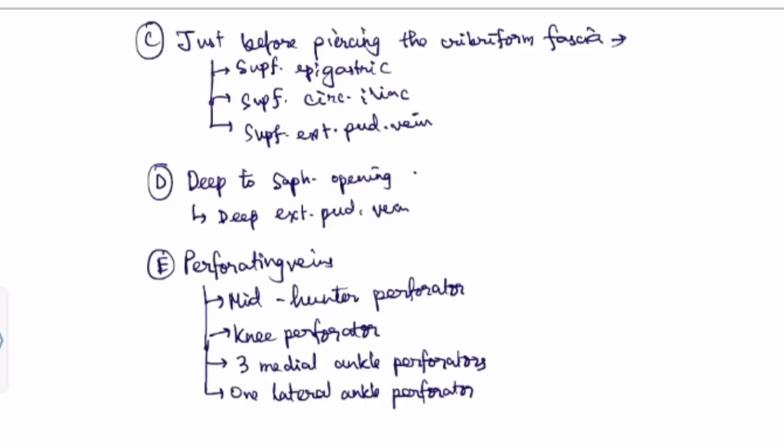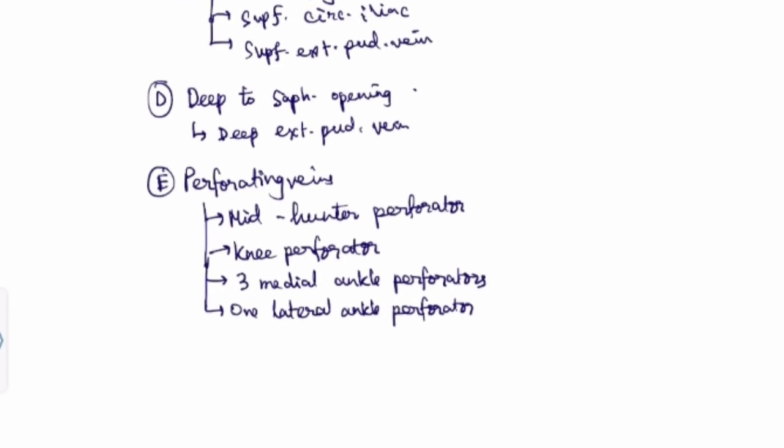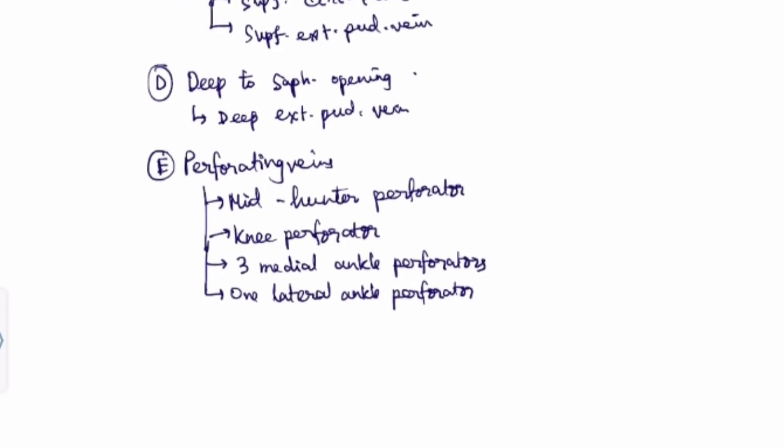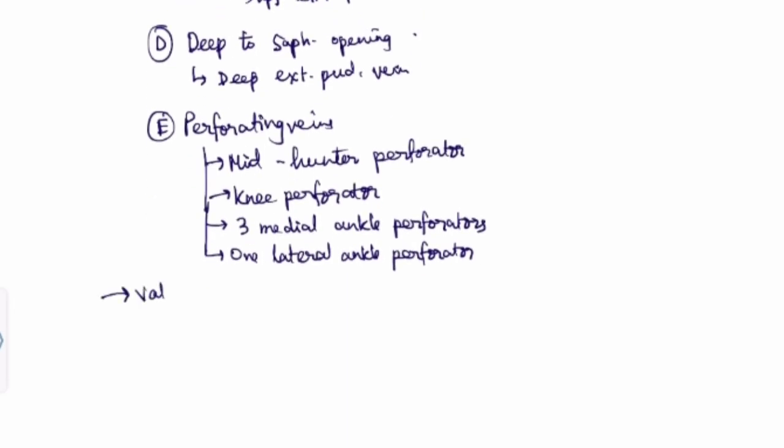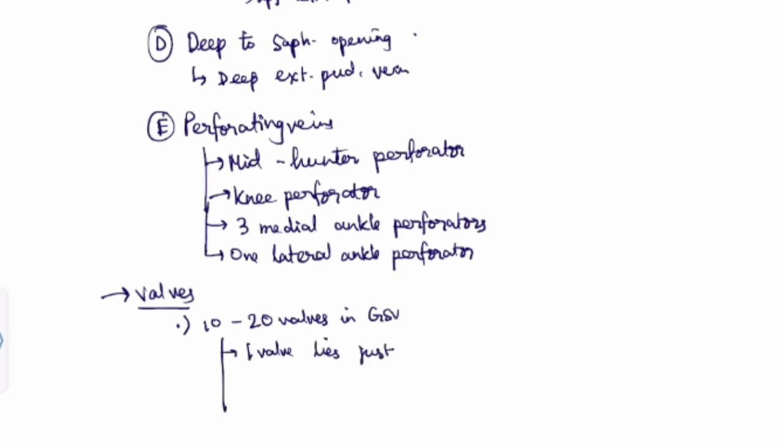So let us learn about another point, that is valves. Why are we talking about this point? Because this will be the basis of our clinical anatomy discussion, which is varicose veins. So we have to know about the valves in the veins. About 10 to 20 valves are present in the great saphenous vein, among which one valve lies just before it pierces the cribriform fascia.